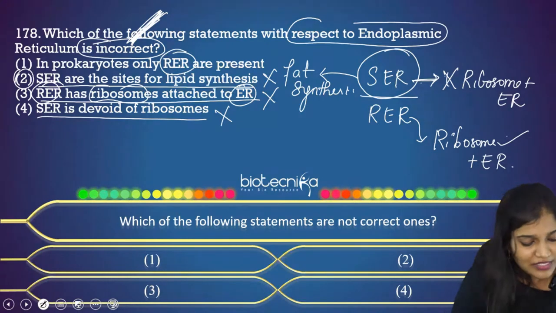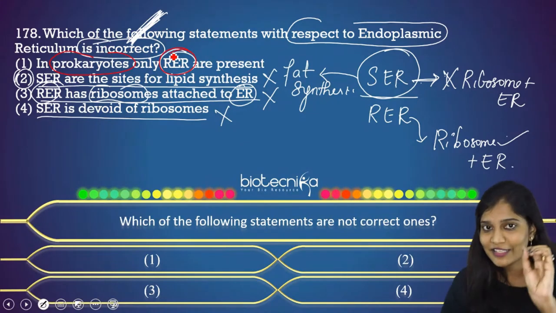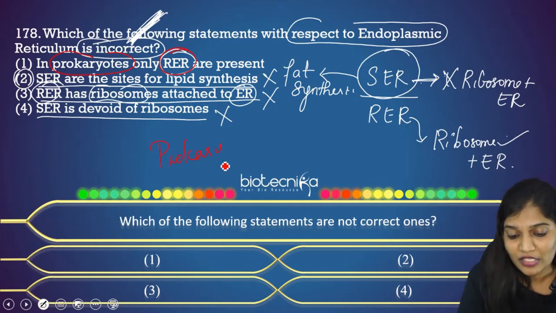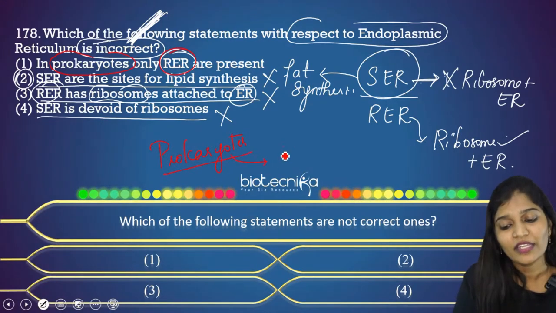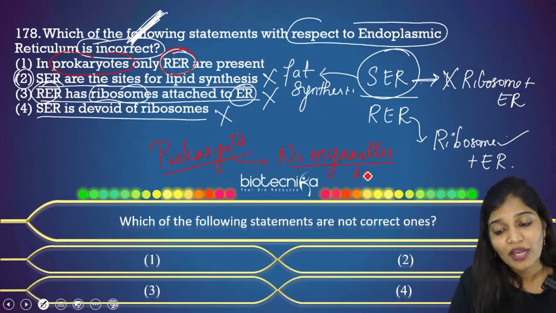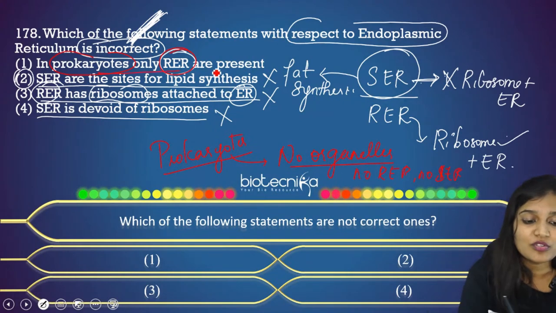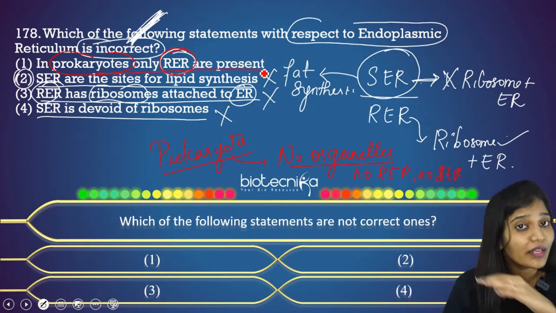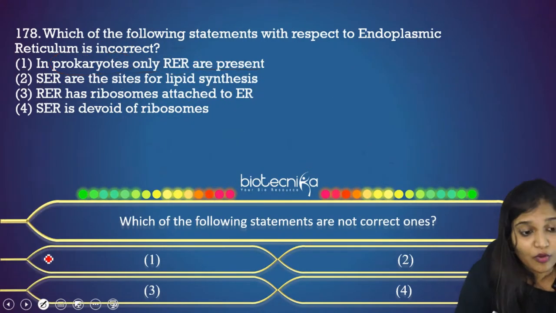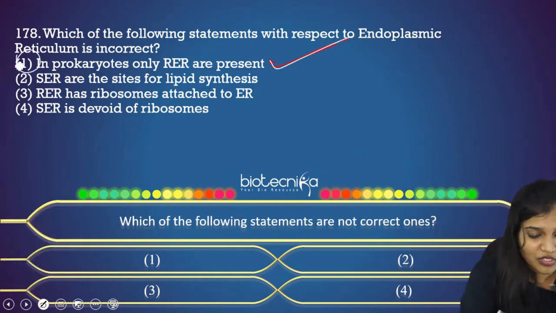In the first option, if you're seeing carefully, in prokaryotes, only RER is present. Listen, there's actually a twist here. Usually, in prokaryotes, we know they don't have a true nucleus, which means they don't have organelles. If they do not have organelles, there is no RER, no SER, no Golgi apparatus, nothing is present. So the first statement is wrong. They ask you to find out the incorrect statement, so the correct answer for this question is the first one.